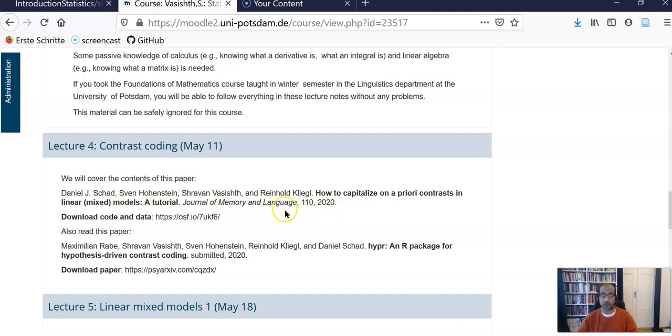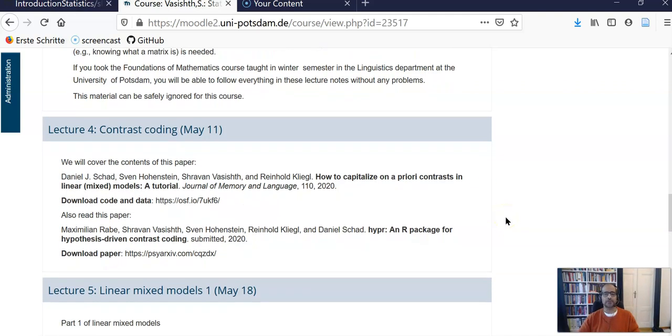It will take some time to understand this paper. It's about 100 pages long, okay? So it's not easy to follow, but it is worth studying if you're getting into real data analysis, okay? This is one of the most important topics in data analysis that I wish somebody had taught me when I started my career in psycholinguistics, okay?